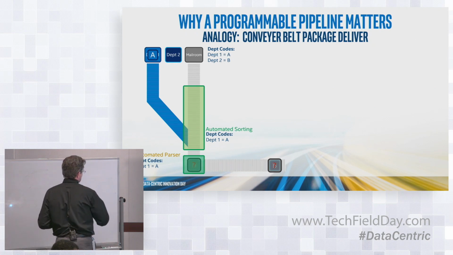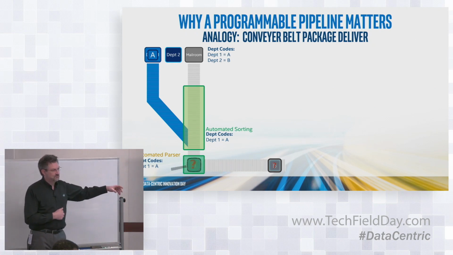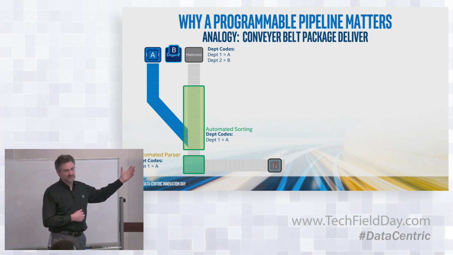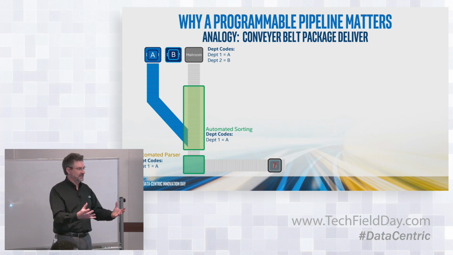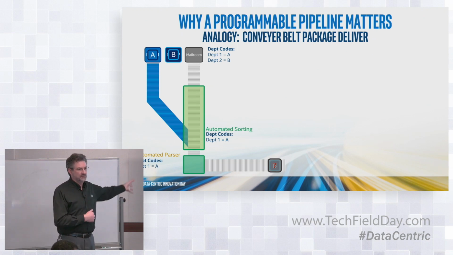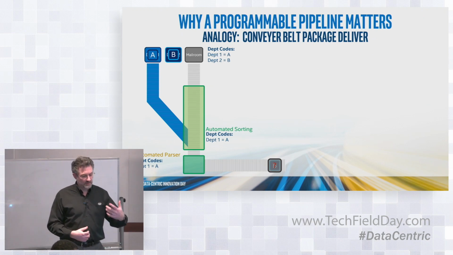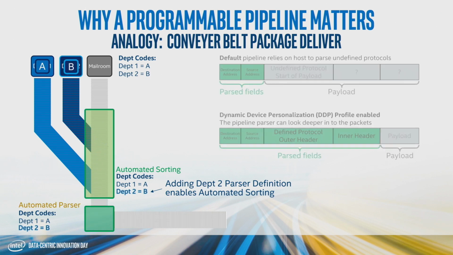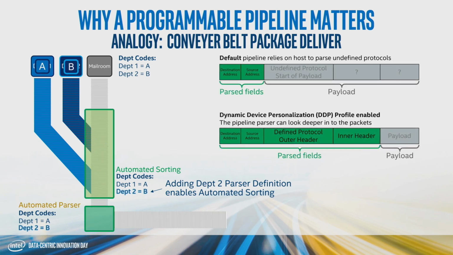In the case of this package, we don't know what it is. So it has to go up to the mailroom, the host processor. The host processor has to look at it and say, oh, I know what that is, it needs to go to department 2. So if we add the definition, then we can add that in. How do you add that definition in was a question that we had to answer, because it was part of the firmware, it's part of what we ship.